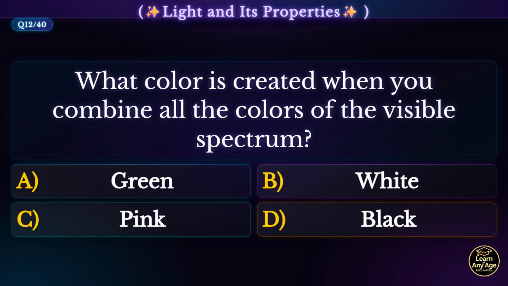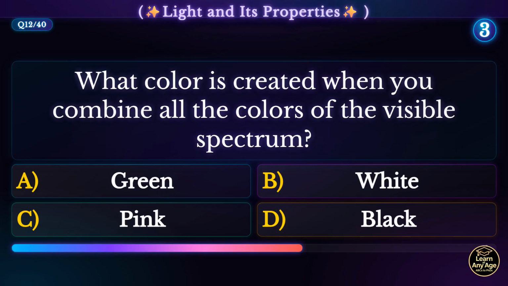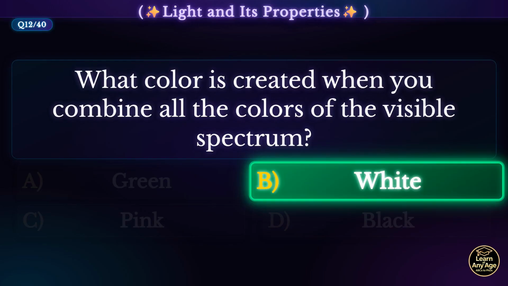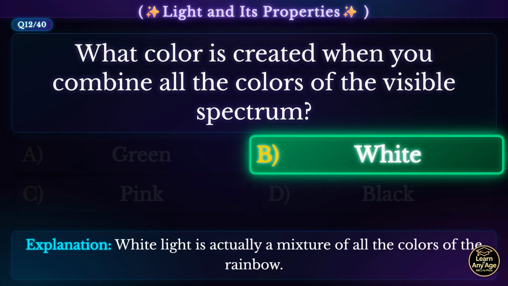What color is created when you combine all the colors of the visible spectrum? Green, white, pink, black. White. White light is actually a mixture of all the colors of the rainbow.